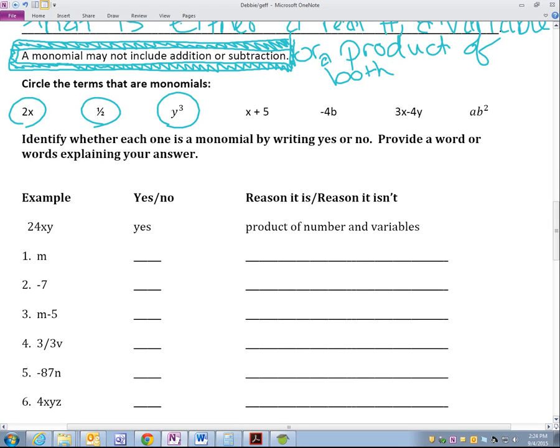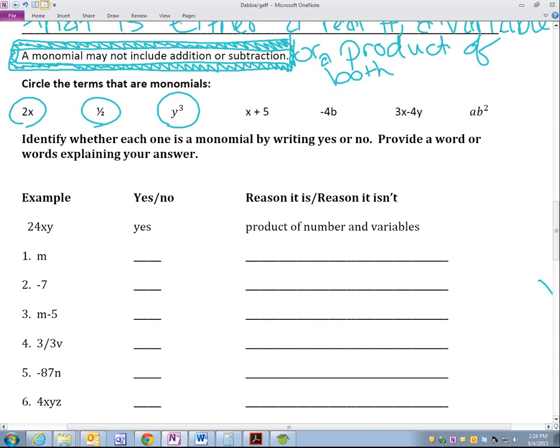Then we have x plus 5 walk through the door. Do the monomials welcome it in? No, they kick it out. Oops, I don't know, I did that same thing last period. Sorry. It's actually just the cursor. If that bothers you, I'll troll you more this year.